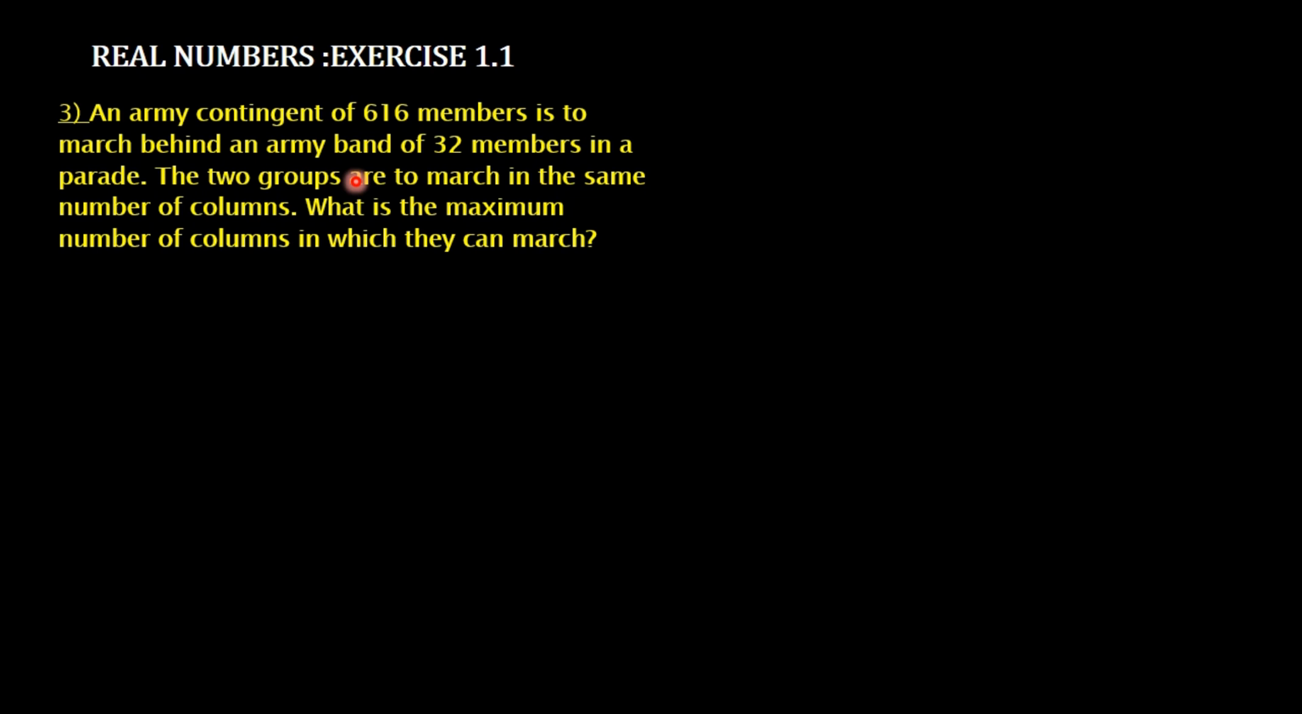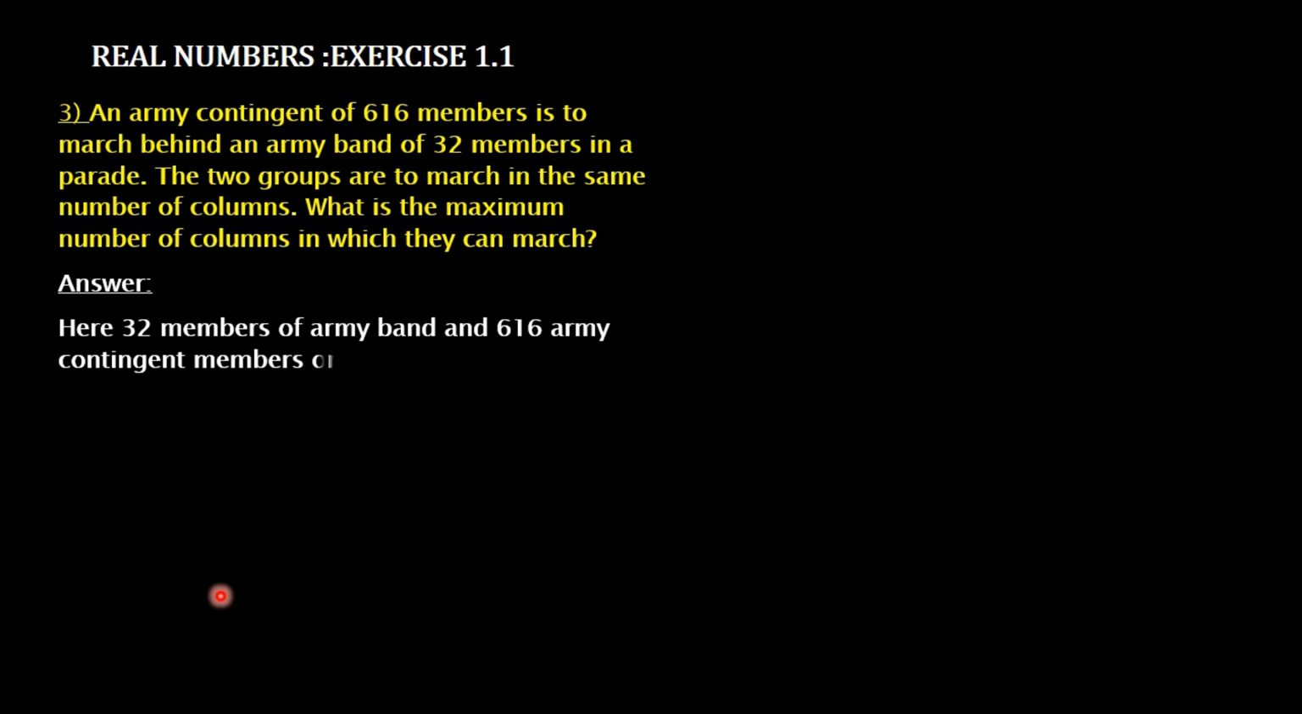Okay. So, you have seen a march parade before, how they are marching: the army band will be in front of the army people and the army people will march behind them very beautifully. So this will be in our mind before proceeding to this problem. Here, 32 members of the army band and 616 army contingent members behind the band have to march in the same number of columns in a parade.